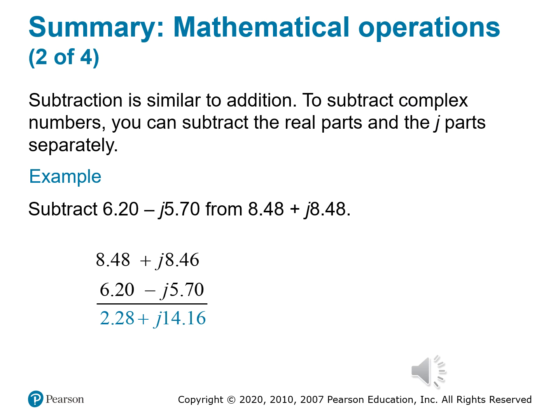So, welcome back, learners. We're continuing our hands-on walkthrough with complex numbers. And today we're talking about subtraction, the mirror image of what we did last time. And so subtraction, again, real and imaginary parts. So let's go ahead and subtract what we see up there on the slide. 6.20 minus j5.70. We're going to subtract that from 8.48 plus j8.48. So pay attention to that word from, right? So you know what's being subtracted from what.